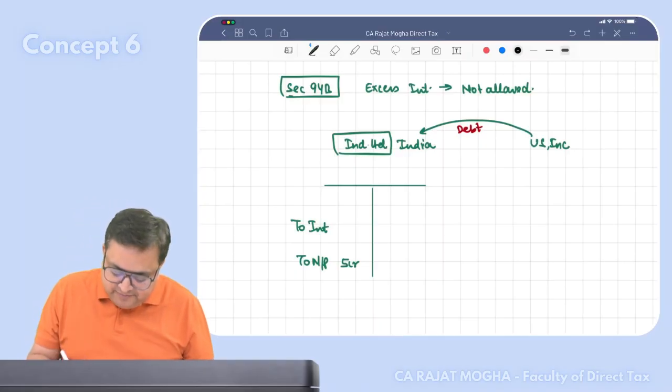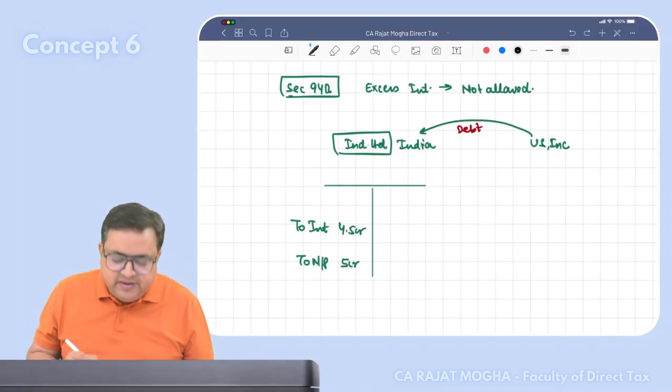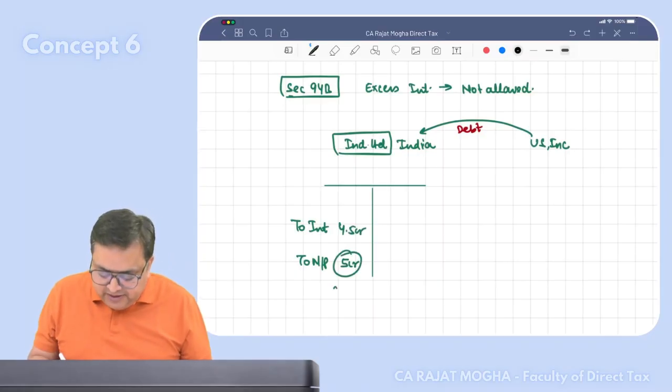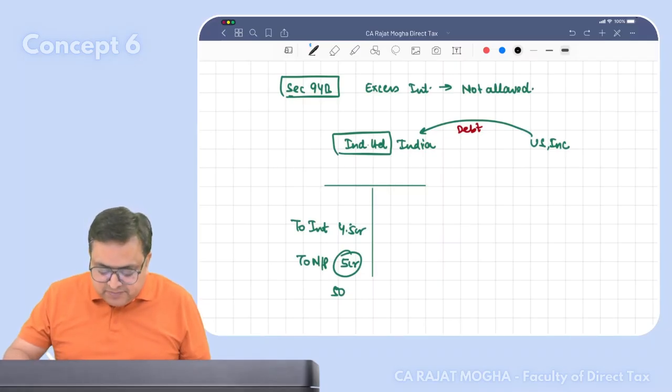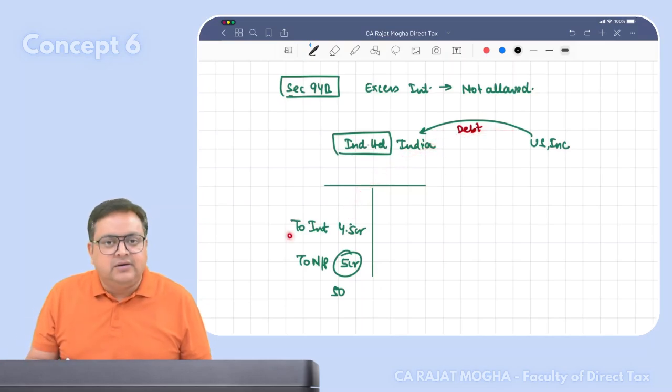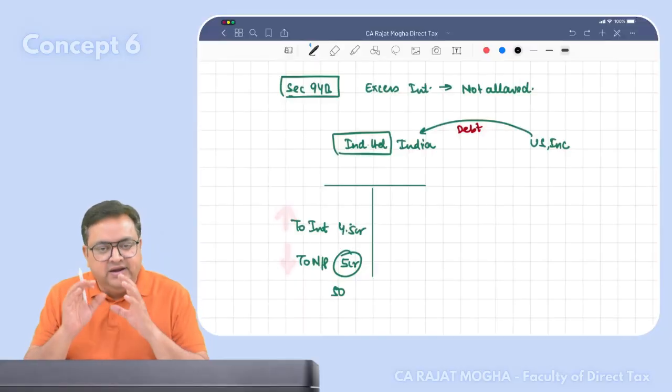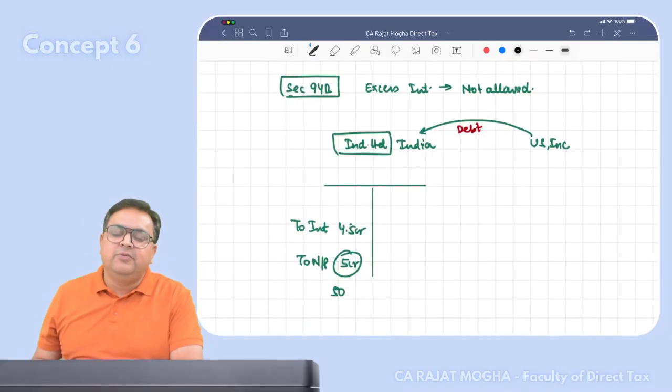Let's say, for example, for 4.5 crore they will be giving interest. And how much would be the net profit? It would be left only 50 lakh after giving interest. So this much money they have taken away from India, and this Indian company has increased their expenses and reduced their profit, and the Indian government will lose on it.